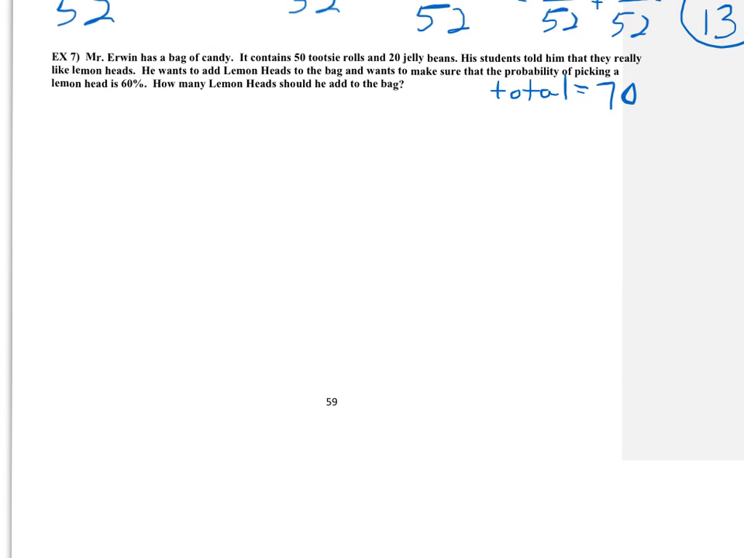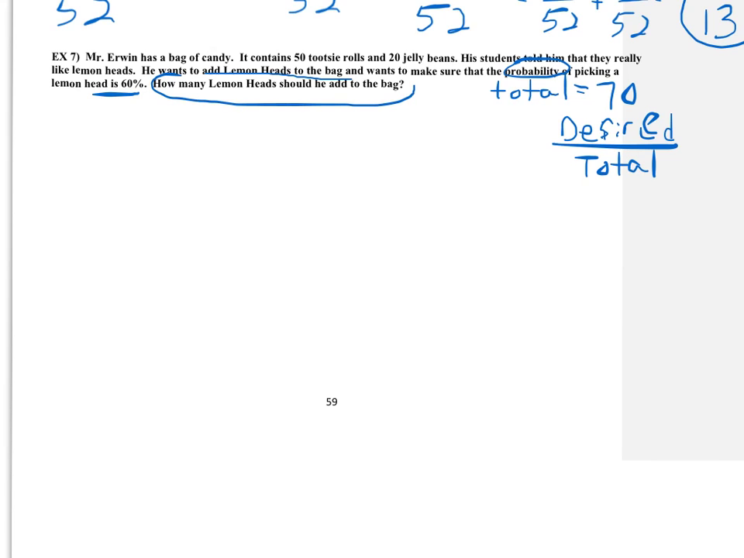His students told him that they really like lemon heads. So he wants to add lemon heads to the bag and make sure the probability of picking the lemon head is 60%. Again, you guys have got to start thinking more about keywords. Whenever you see the word probability, you should be thinking desired over total. How many lemon heads should he add to the bag?